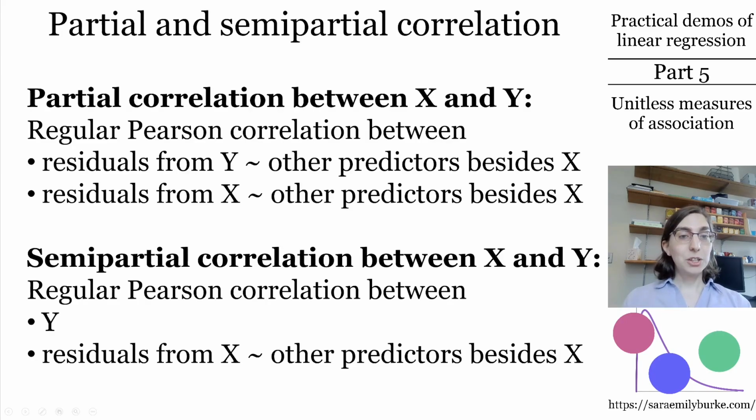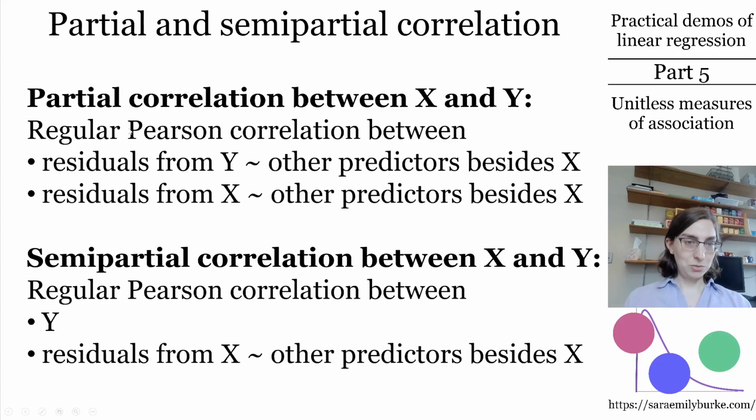So on the same slide, a comparison between the partial correlation and semi-partial correlation. The partial correlation between x and y is the regular old Pearson correlation, but not between x and y themselves. It's the regular old Pearson correlation between the residuals from a model with y being predicted by all the other predictors except x, and the residuals from a model with x being predicted by the other predictors besides itself. I'm using the tilde here as shorthand for fitting a linear regression model based on those variables and borrowing it from the R formula syntax.